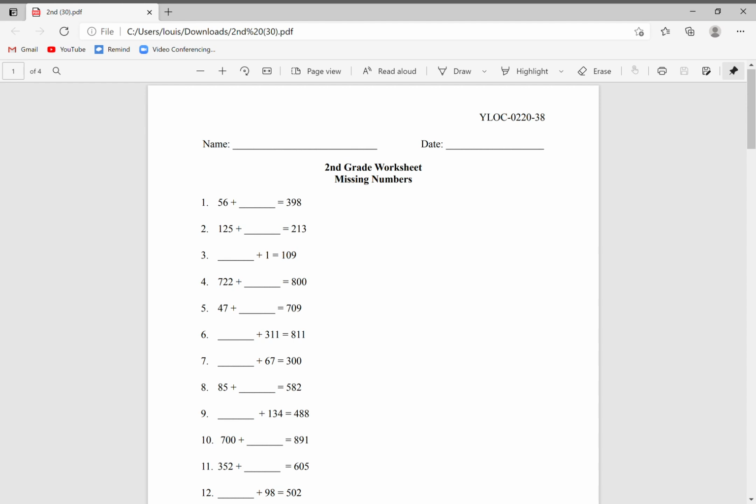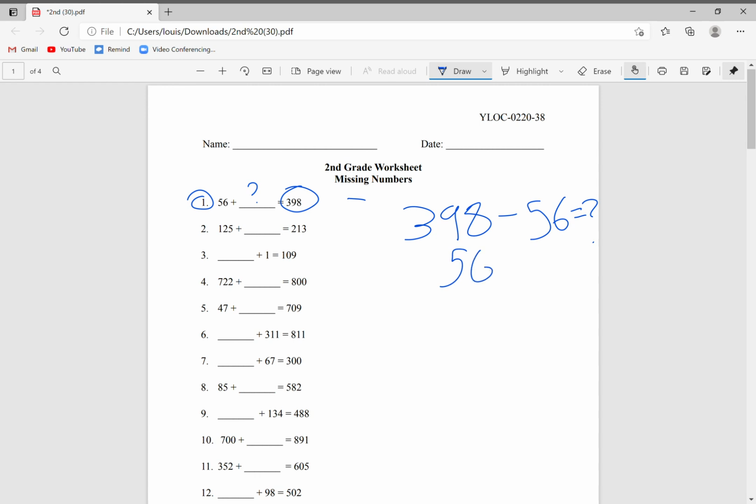Now missing numbers is simply knowing when to use the correct operation in order to find the missing number. So in number 1, we see that 56 plus an unknown number equals 398. Now how do we find the missing number? Well, we do the opposite operation, which is subtraction. So, if 56 plus a number equals 398, then 398 minus 56 will result in that missing number as well, because it is the opposite operation. So, simply, this will just be simple subtraction in the end.